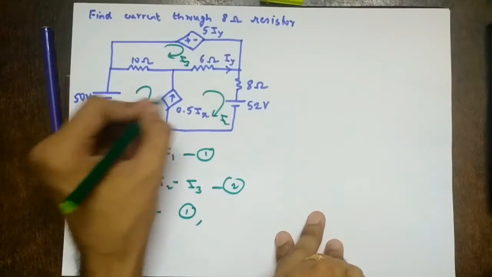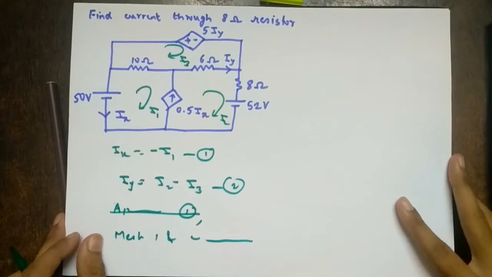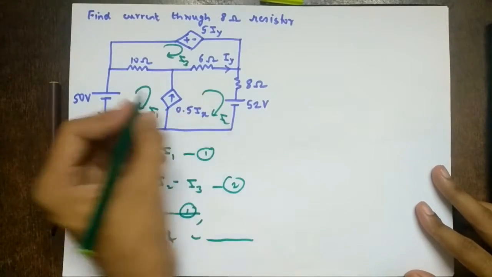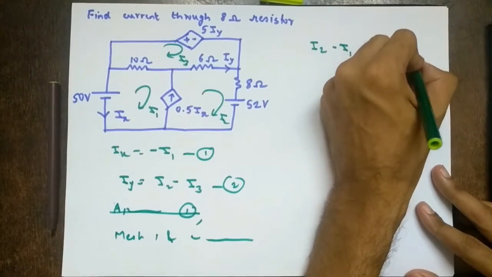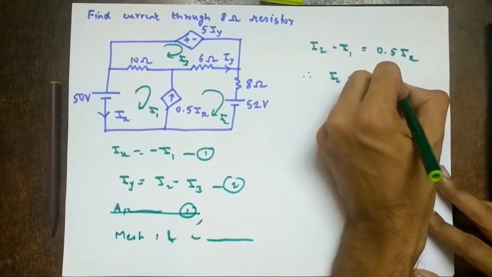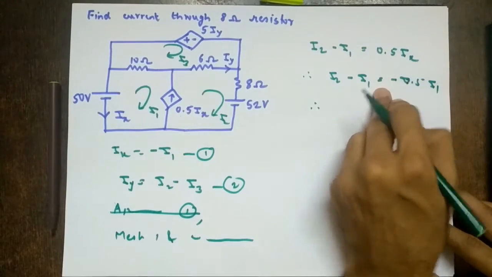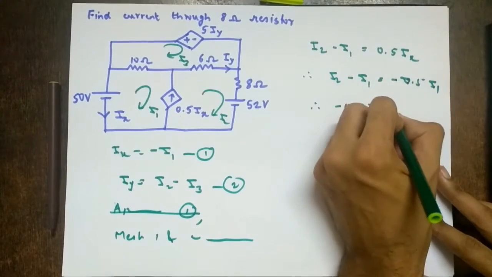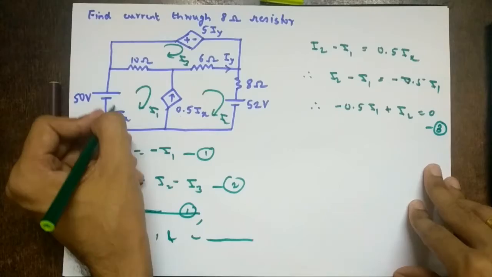Then apply KVL to mesh 1. But it is a super mesh. So mesh 1 and 2 form a super mesh. Then directly you can write in terms of current. So same direction is I2. So I2 minus I1 equal to 0.5 Ix, and Ix is minus I1. So therefore I2 minus I1 equal to minus 0.5 I1. So I1 will go here. So 0.5 minus 1 is minus 0.5. So minus 0.5 I1 plus I2 equal to 0. Equation number 3.